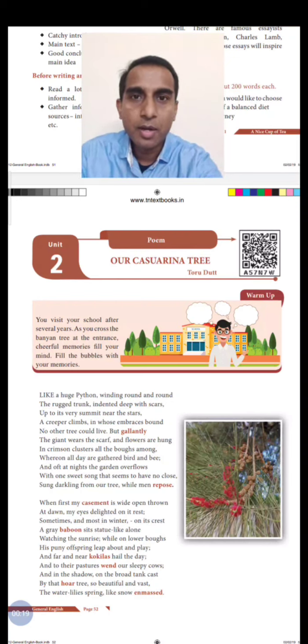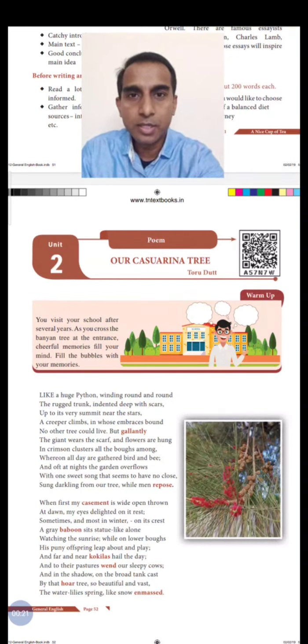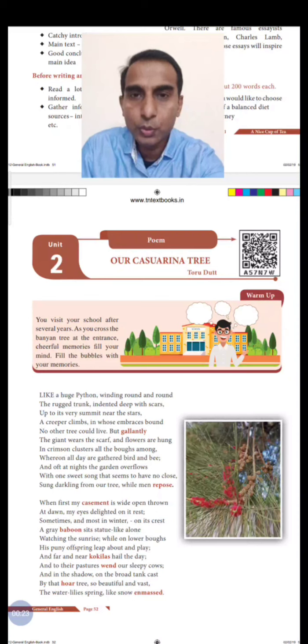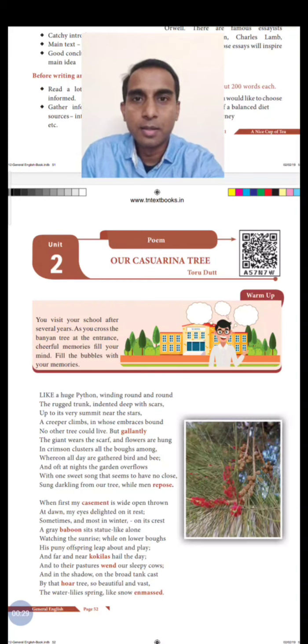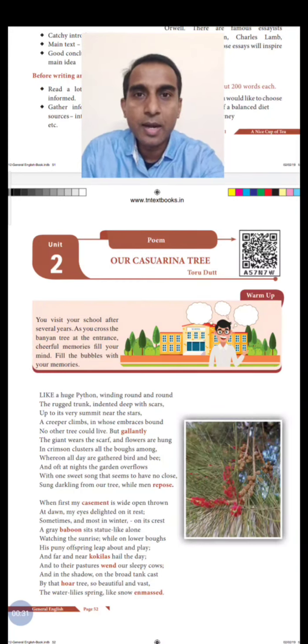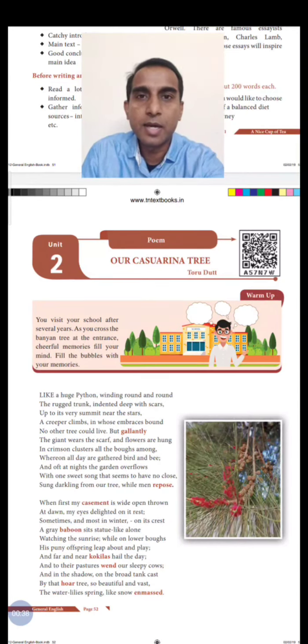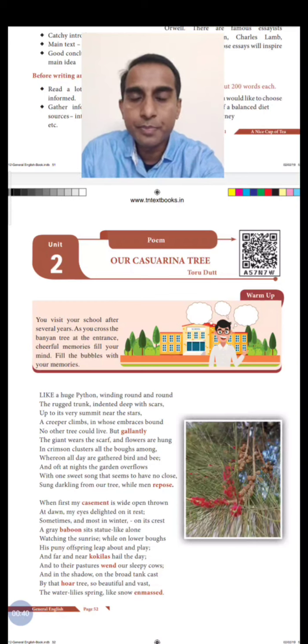Today, in our virtual class, we are going to learn the second poem of unit number 2, with the title Our Casuarina Tree, written by Toru Dutt. So, we started the second unit last week with a prose lesson. Today, we are continuing from where we left. After the prose, we have a poem.